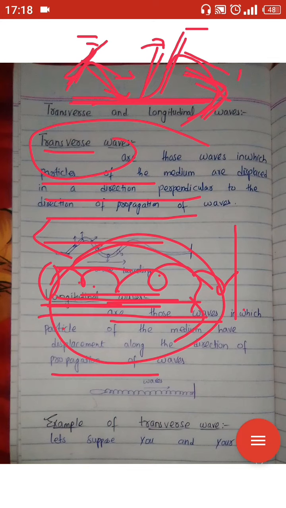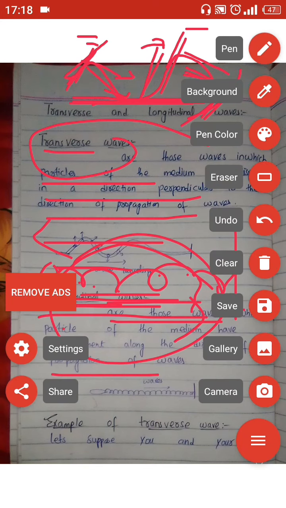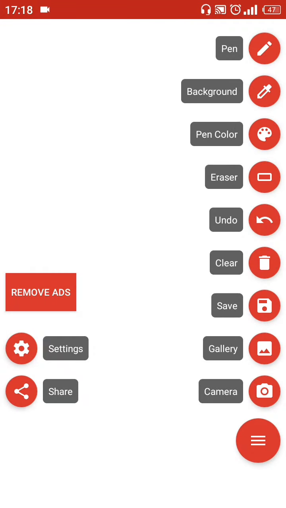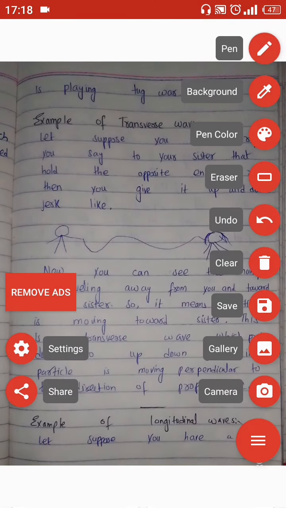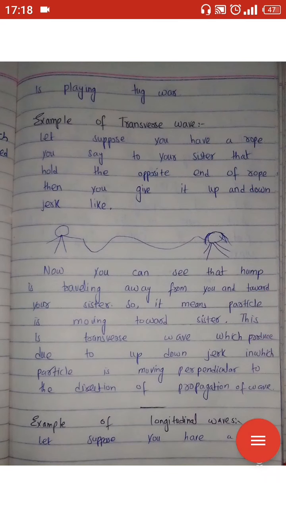Okay, let me clear this. And if you didn't get this point, then I will clarify it with an example. Okay, let me show you. Here's the example.